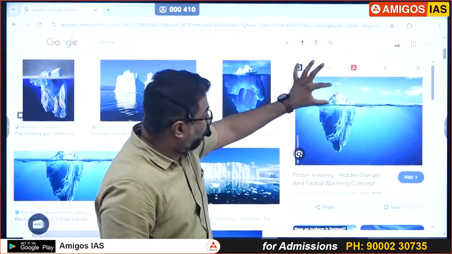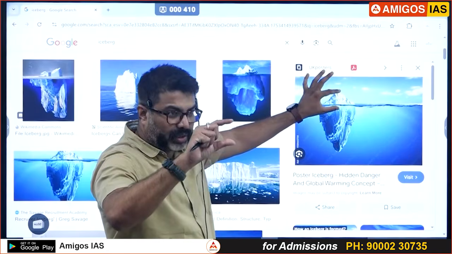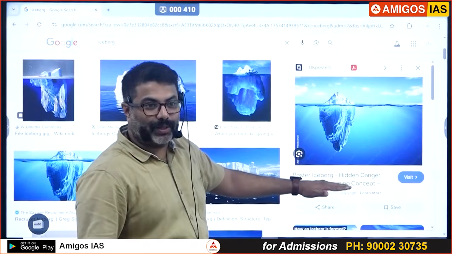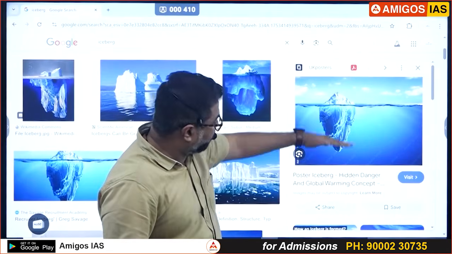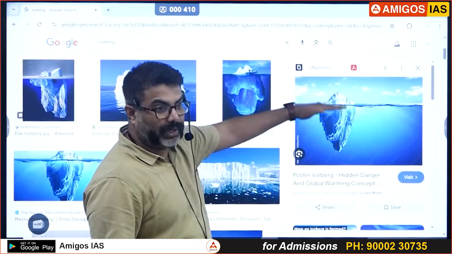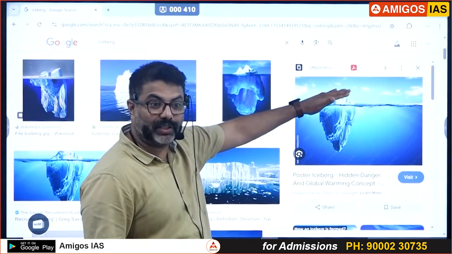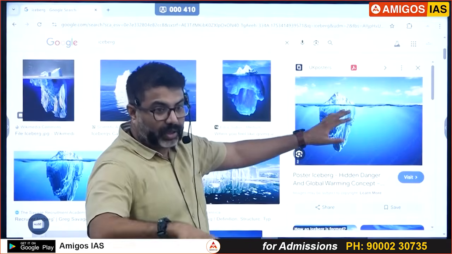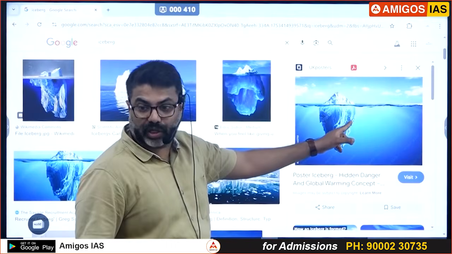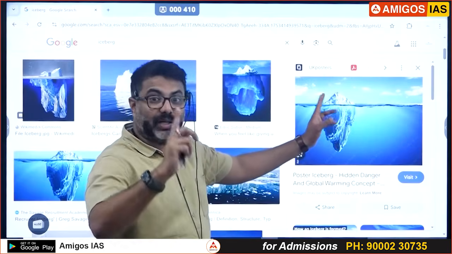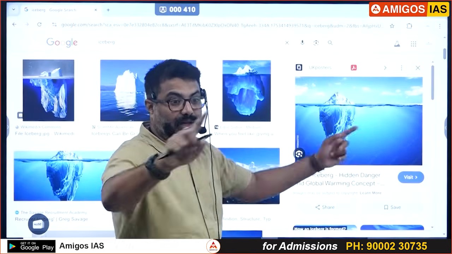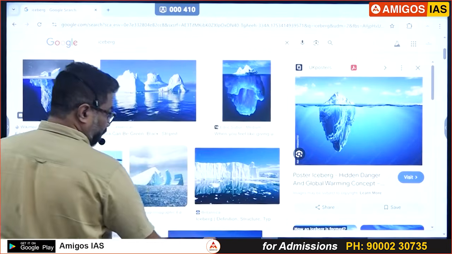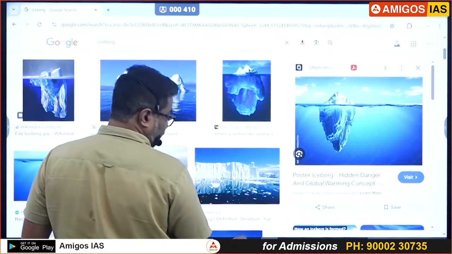What you see on top is only a small portion. There is 1/9 part of it. The majority part is below. You got it? Only 10% of the iceberg you are seeing on the surface, but most of it is below. 90% is below the water, floating. Why does ice float? That is another question now. Because ice has lower density than the surrounding water. Okay, please remember this.